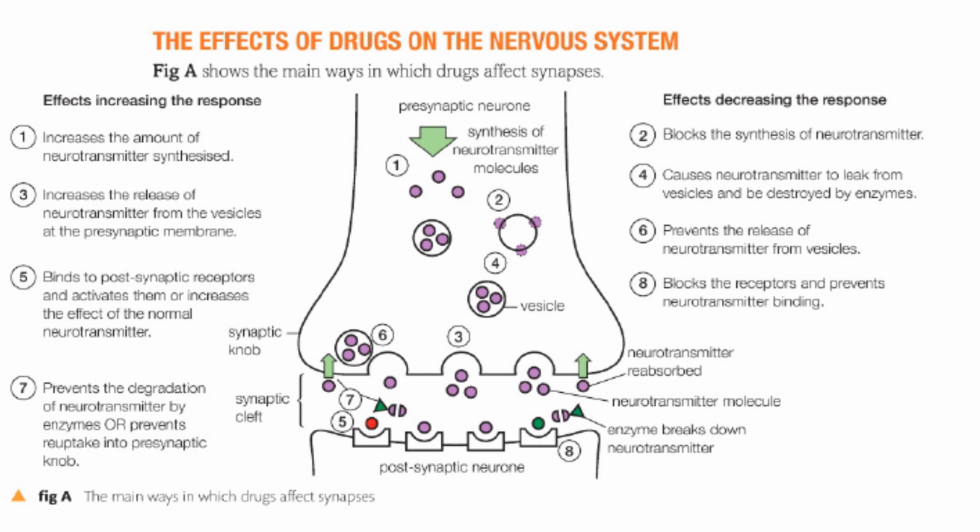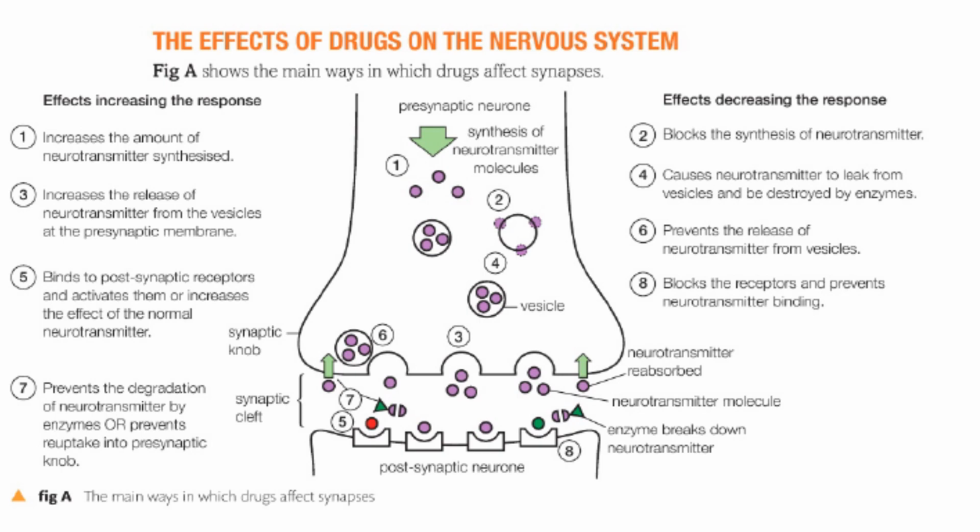Then we can have drugs that decrease the response. Either they can block the synthesis of the neurotransmitter, so the neurotransmitter is not being made at all. Or it causes the neurotransmitter to leak from the vesicles and be destroyed by the enzyme. So instead of staying inside the vesicle, it will leak out and then the enzyme will destroy it. It prevents the release of neurotransmitter, so it will not bind to the receptor, and it blocks the receptors and prevents the neurotransmitter binding.